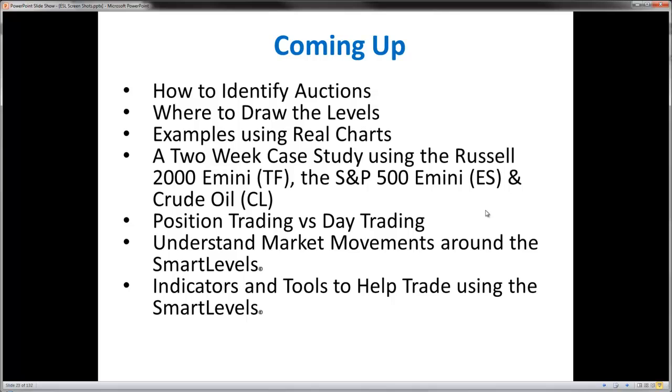We're also going to look at position trading and day trading, and we're going to take a closer look at the market movements around the smart levels and how we might be able to leverage that in our decision making. Also, we're going to look at some indicators and tools to help trade using the smart levels. And like I said, over time I will continue to add videos as I find new tools that are useful to help us manage order flow and trading around the smart levels. The possibilities for using smart levels are endless, and I hope to add to the content in the course over time as we explore and find new tools and new ways to use the smart levels.